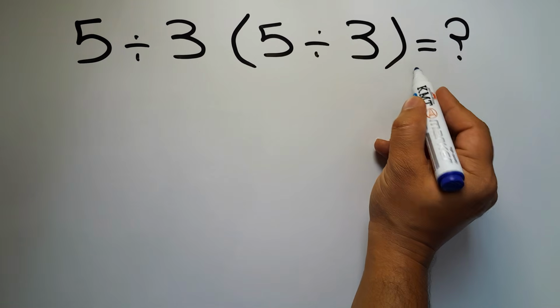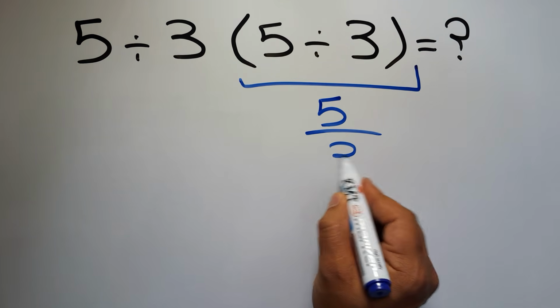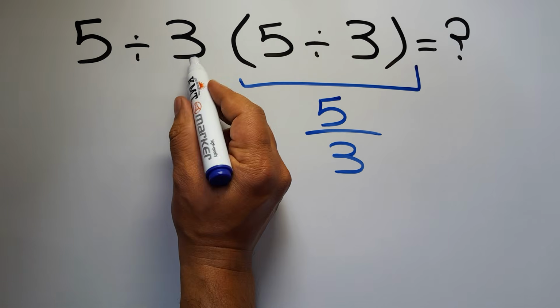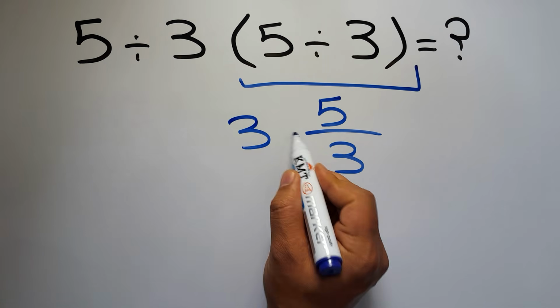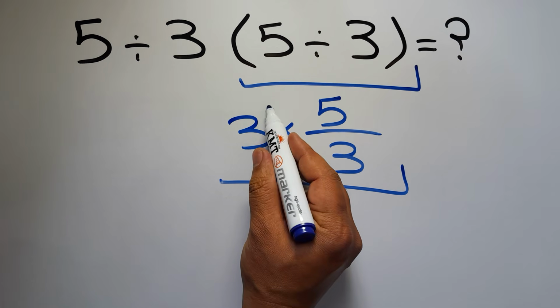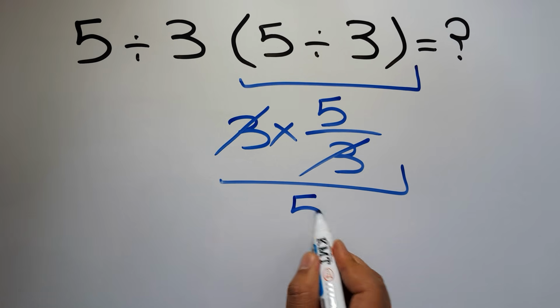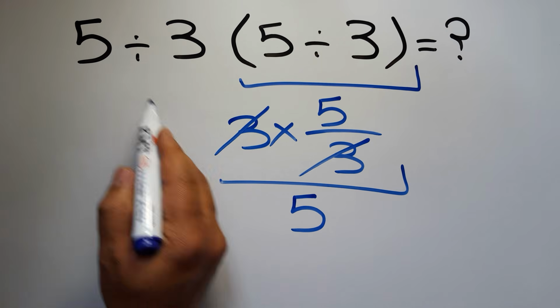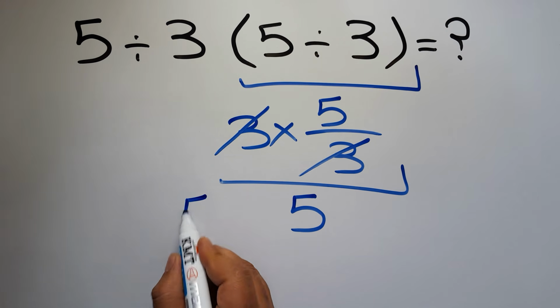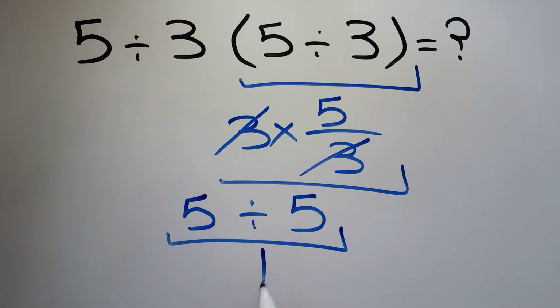5 divided by 3 can be written as 5 over 3. And 3 times 5 over 3, okay? We can easily cancel this 3 and this 3. So here we have just 5. And the 5 divided by this, 5 divided by 5 equals 1.